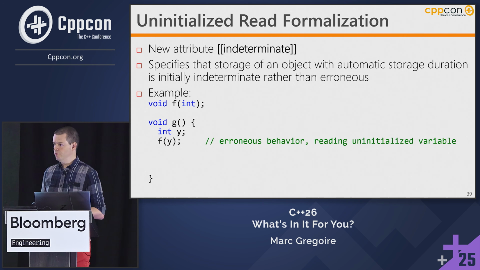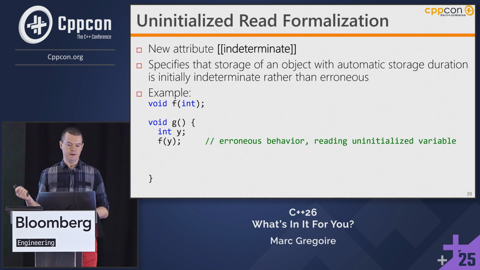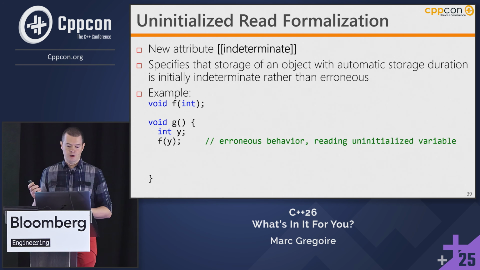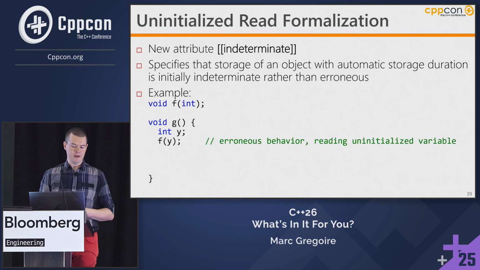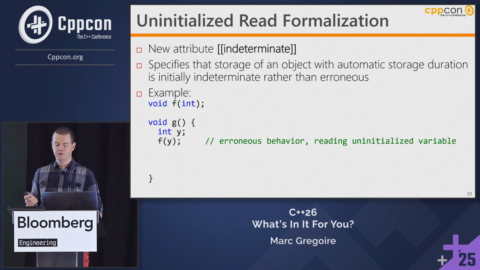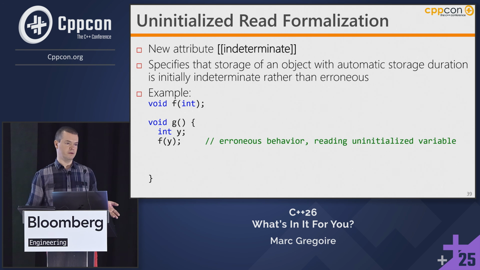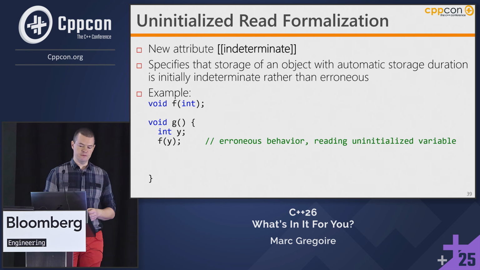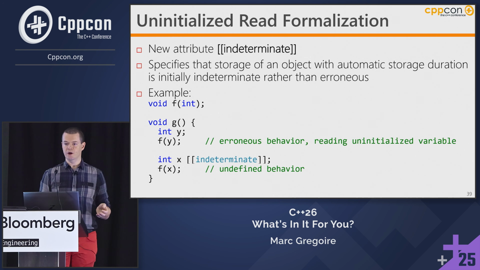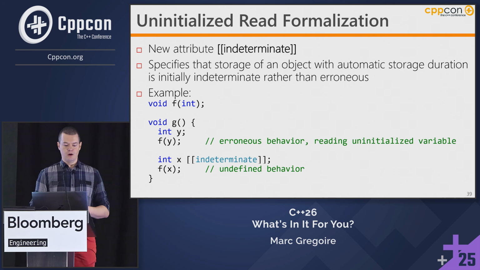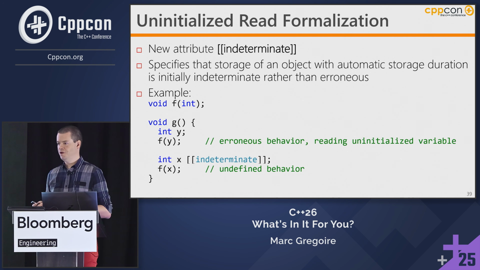Sometimes you don't want this new behavior. And if you don't want this, you can use a new attribute called indeterminate. If you look at this function f here, or the function g, it defines a y and then passes y to f. This is erroneous behavior because y is not initialized, so we are trying to read an uninitialized variable. If, however, like in this case, you define x with the new attribute indeterminate, calling f and passing x is undefined behavior, not erroneous behavior.